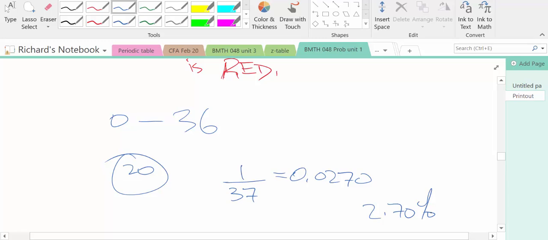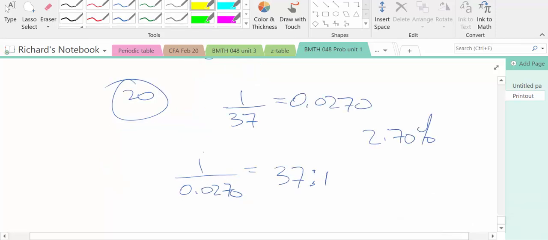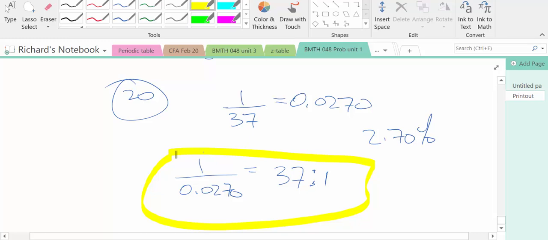So what are the odds for that? Well, the odds of her winning just once by betting on the number 20 are 37 to 1. You take the probability, 0.0270, and you divide that into 1, and that creates a whole number ratio of 37 to 1. So those are the odds of her winning just once. Now, what we're going to find out in the next unit is, what's the probability of her winning 3 times in a row?